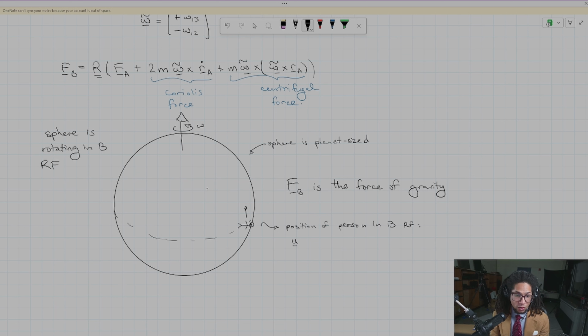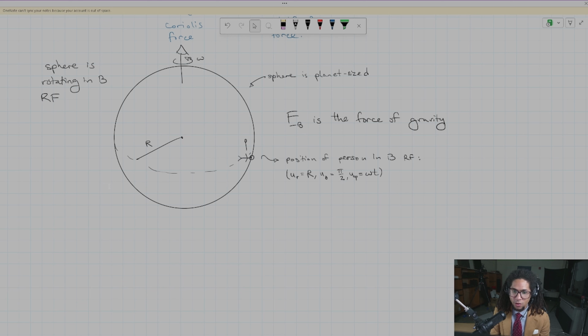So we can still use spherical coordinates in this coordinate system, and the person is right on the equator. So the person's spherical coordinates will be U sub R is equal to capital R, where that's the radius of this sphere. U sub theta is pi over 2 because we're at the equator. And U sub phi is omega times t, because the person is rotating.